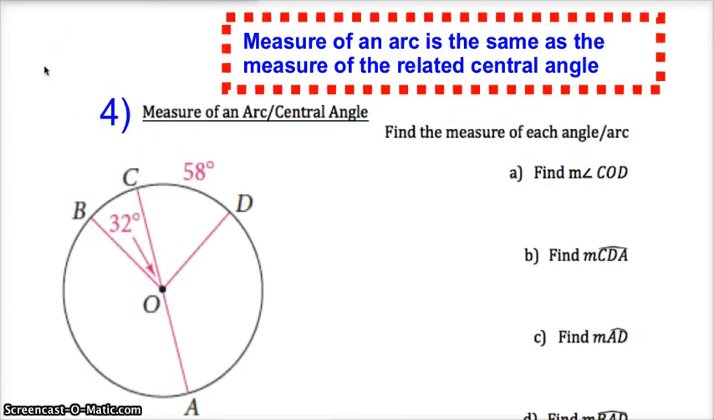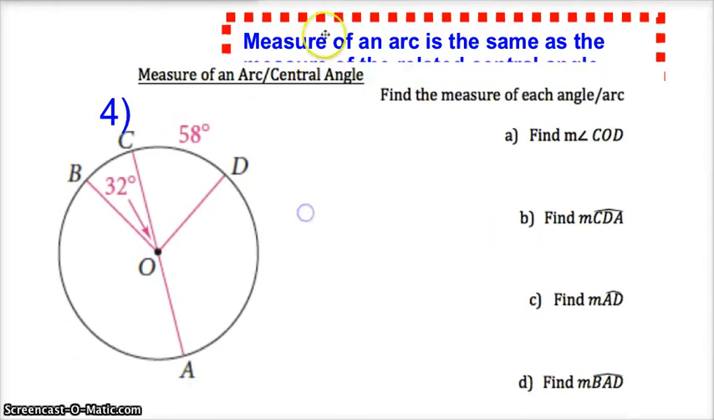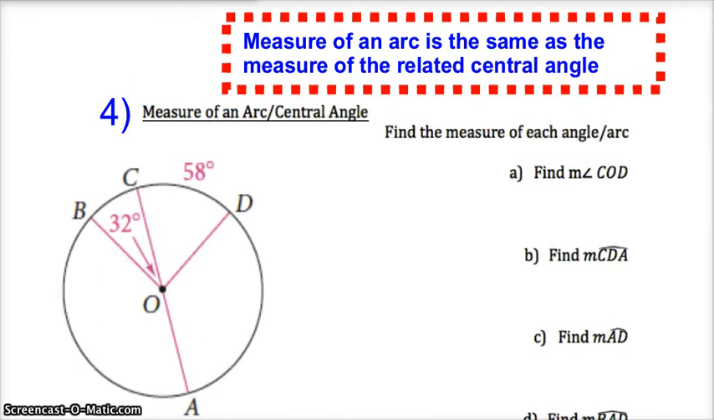All right, so as mentioned before, the measure of an arc is the same as its related central angle. So let's go ahead and take a peek at some of these. This one says find the measure of angle COD. So the arc measurement is 58. Its central angle measurement is also 58.